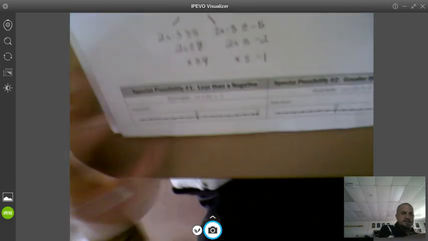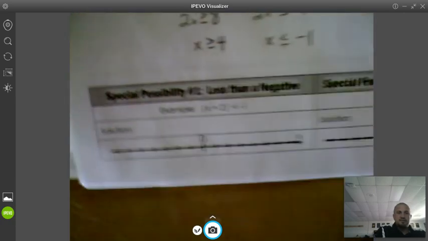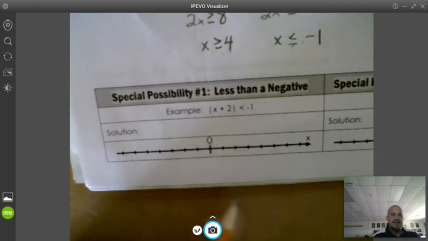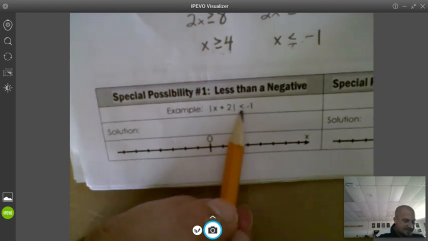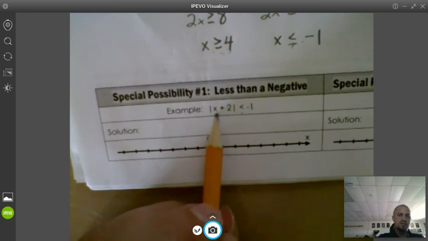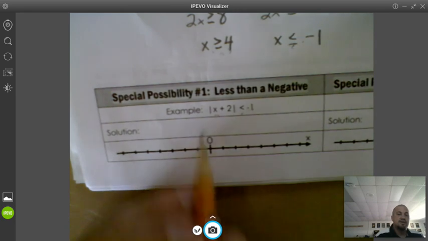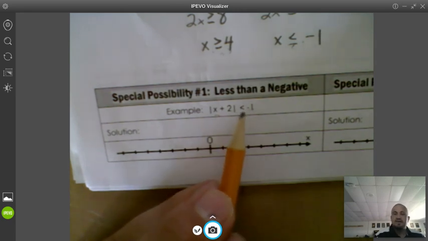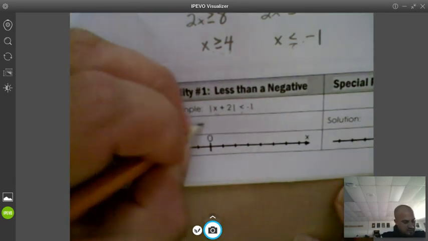Now, there are a couple special possibilities down here. So if you look, these are things that could happen. Special possibility number 1: you could get the absolute value is less than a negative. In this case, absolute value, no matter what we put in, has to be a positive number, so it can't be less than a negative. No matter what number you put in for x, when you take the absolute value of it, it gives you a positive. So the absolute value cannot be less than a negative. So our solution is clearly no solution.